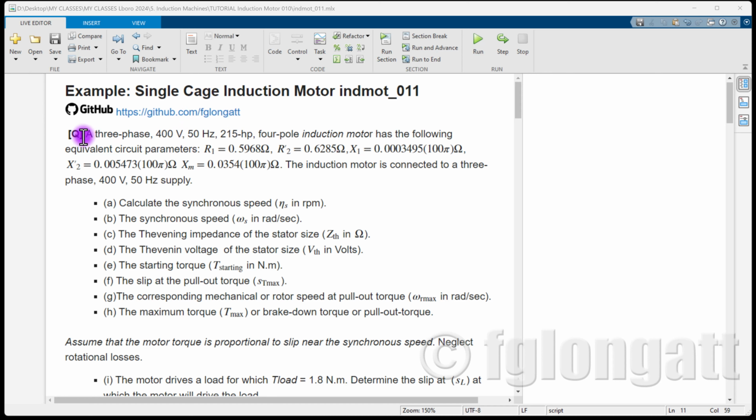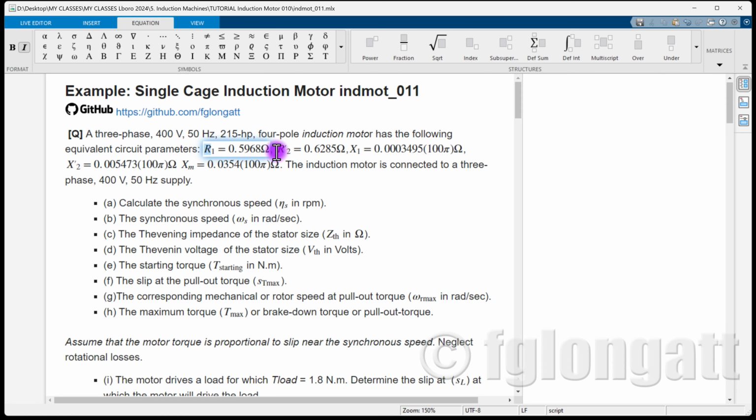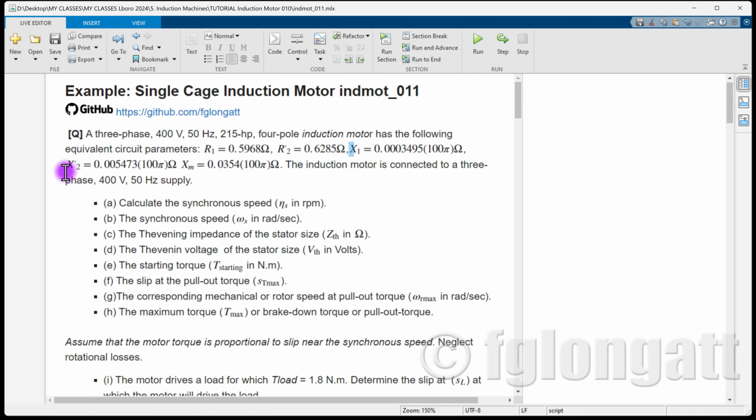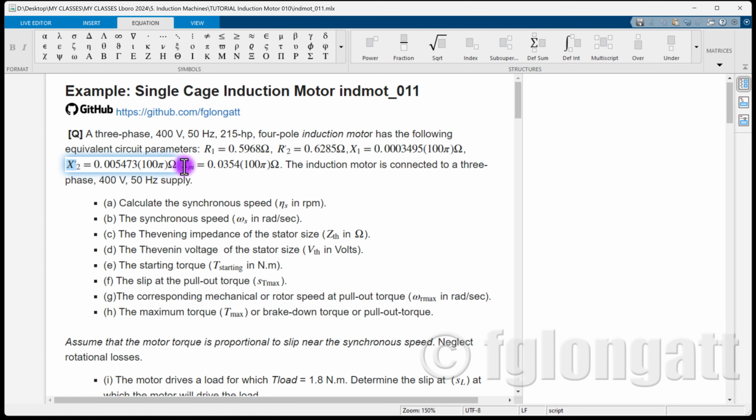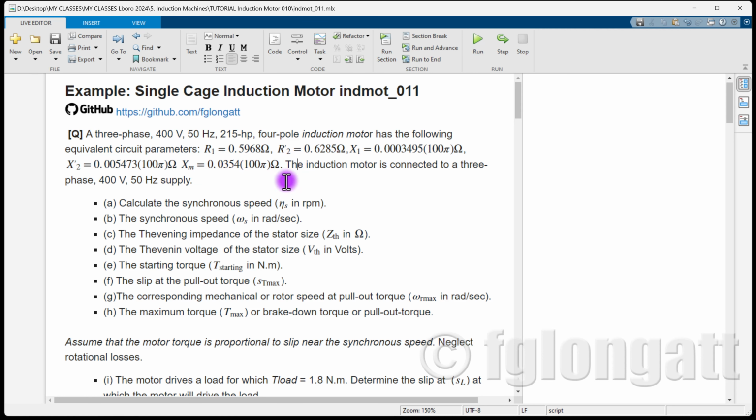And today we have a statement. We have a 3-phase 400 volt 50 hertz 250 horsepower 4-pole induction motor. And here we have the following equivalent circuit parameters: the stator resistance, the rotor resistance, the stator reactance, the rotor reactance, and also the magnetizing branch. And this motor is directly connected to a 3-phase supply.